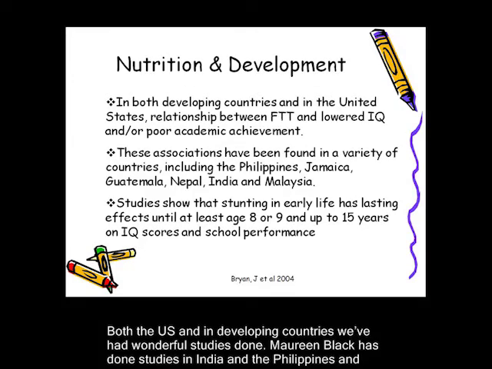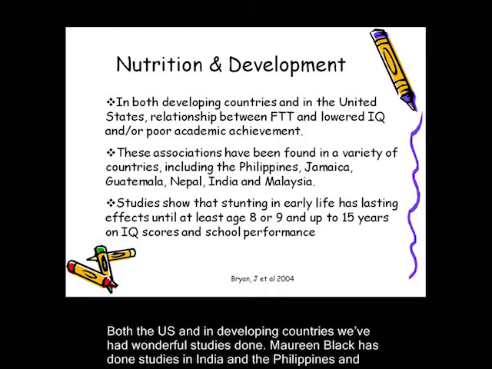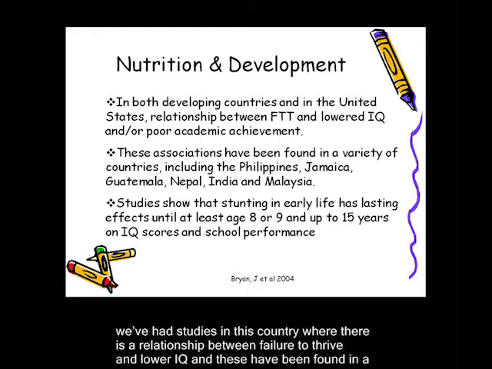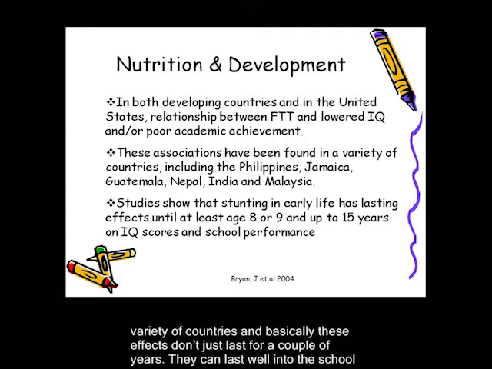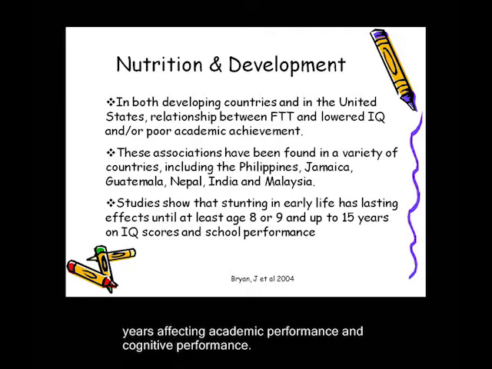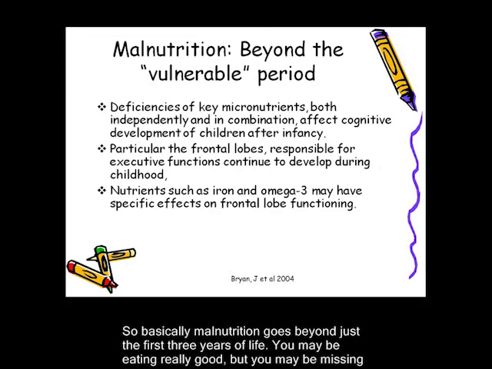In both the US and in developing countries, we've had wonderful studies done. Maureen Black has done studies in India and the Philippines, and we've had studies in this country, where there's a relationship between failure to thrive and a lower IQ, and these have been found in a variety of countries. And basically, these effects don't just last for a couple of years. They can last well into the school years, affecting academic performance and cognitive performance. So basically, malnutrition goes beyond just the first 3 years of life.